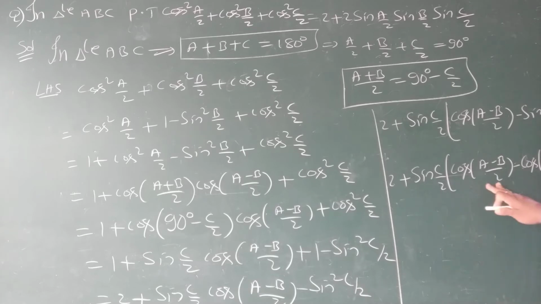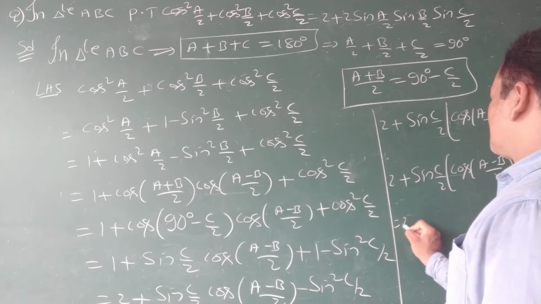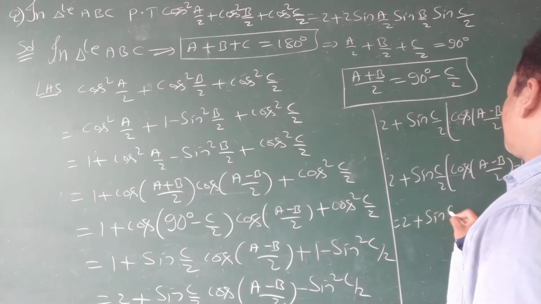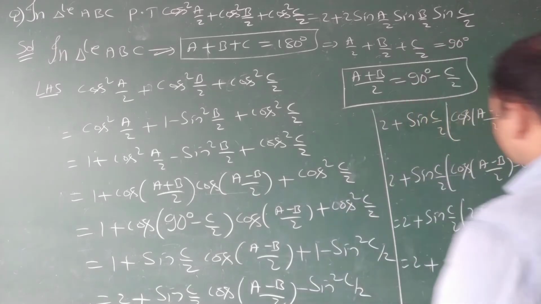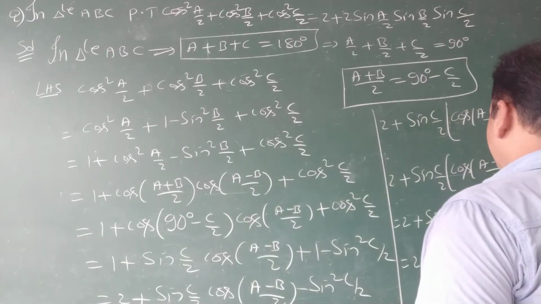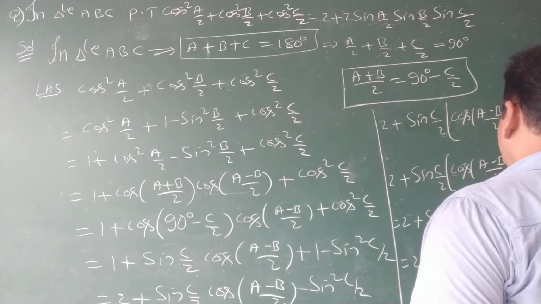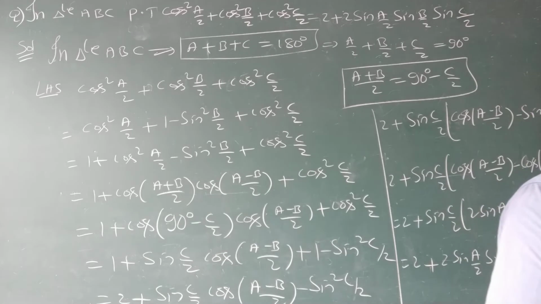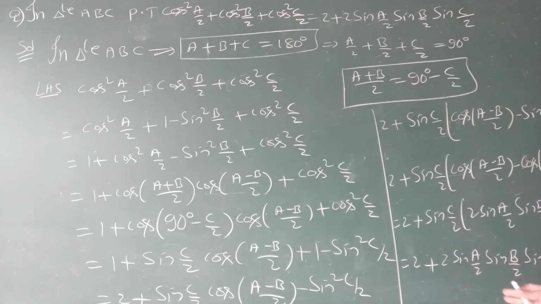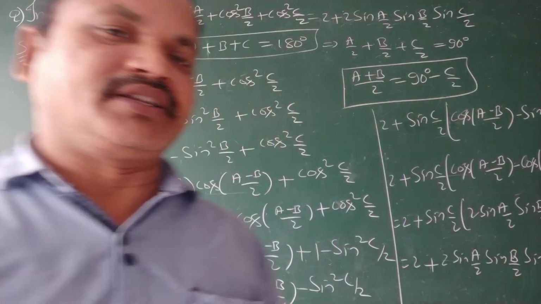Here this is in the form of cos A minus B minus cos A plus B, which is nothing but 2 sin A sin B. According to that form, here we have to write 2 sin A by 2 sin B by 2. That's why this is 2 plus 2 sin A by 2 sin B by 2 sin C by 2. Now this is the RHS. That's all.